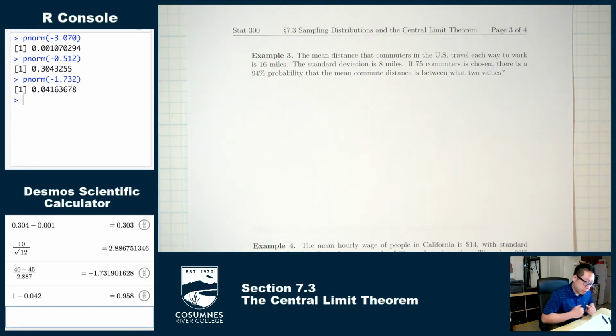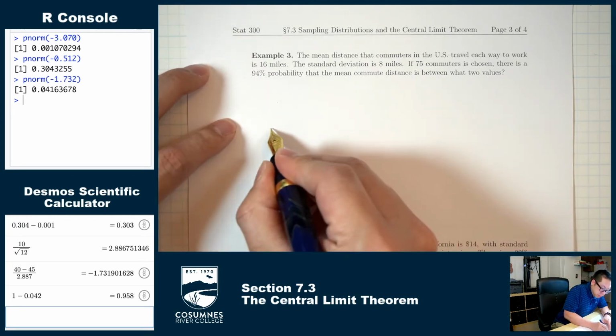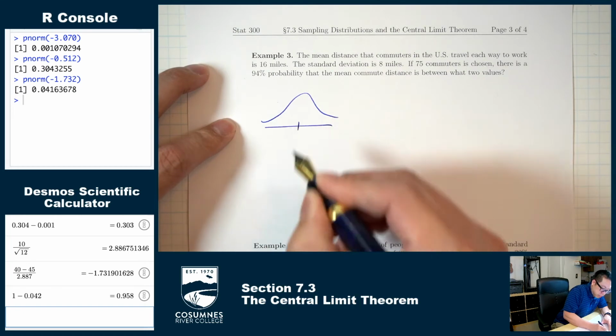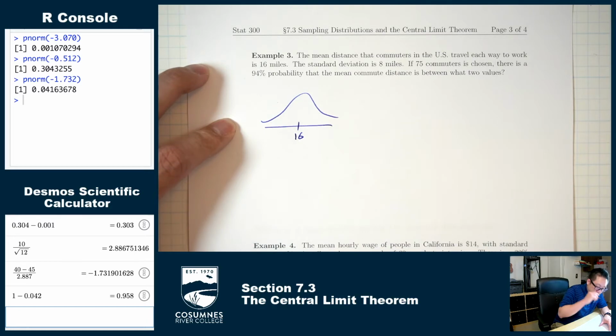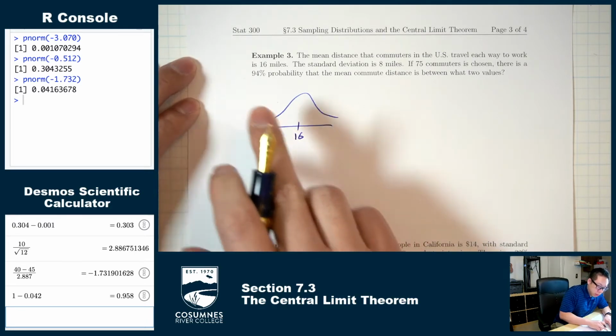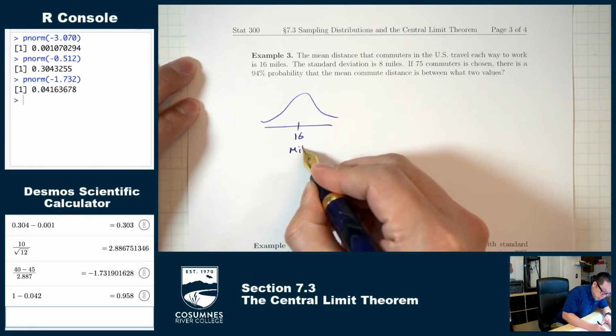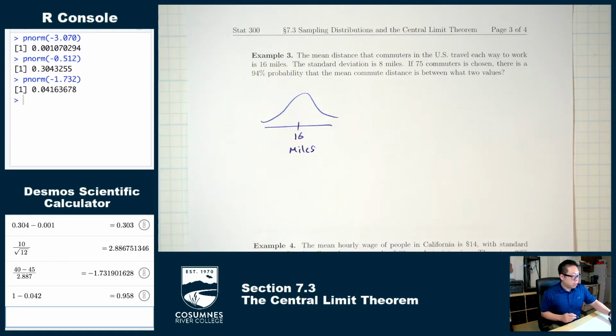Example 3. The mean distance that commuters in the US travel each day to work is 16 miles. The standard deviation is 8 miles. If 75 commuters are chosen, there's a 94% probability that the mean commute distance is between what two values? First thing I'll do is draw the picture and put the mean in the middle. Our mean here is 16. And then to remind myself, this 16 stands for miles, or commute distance.